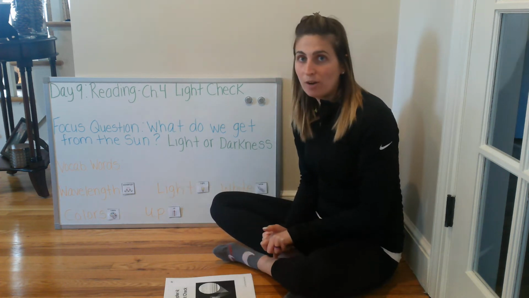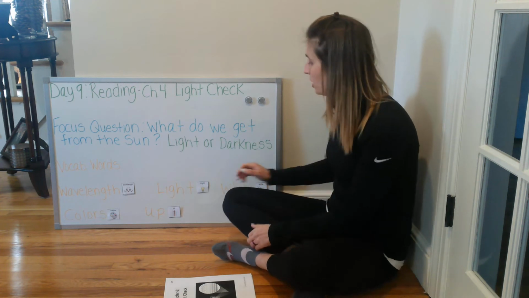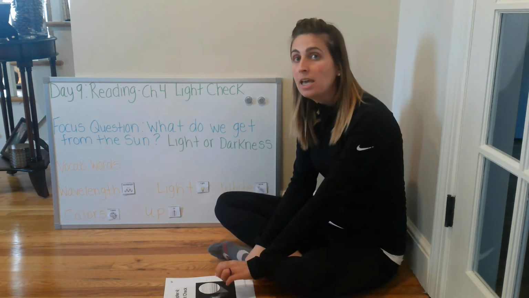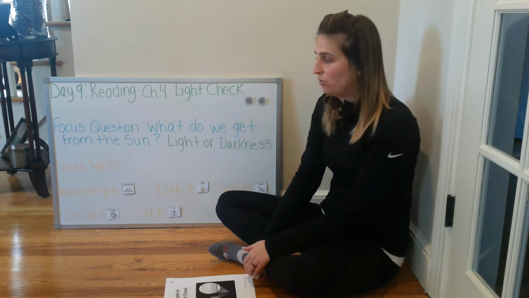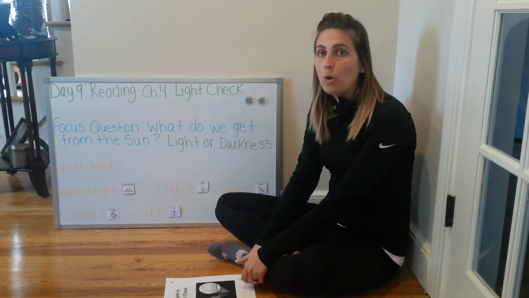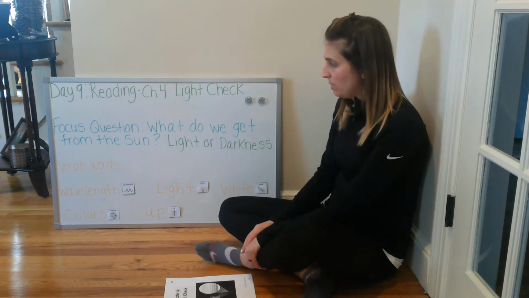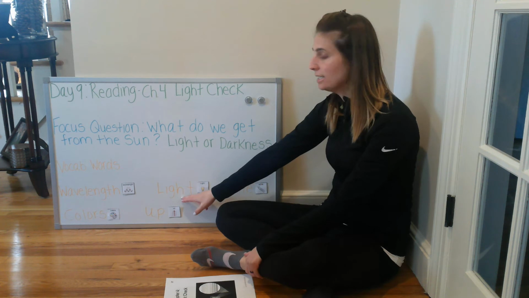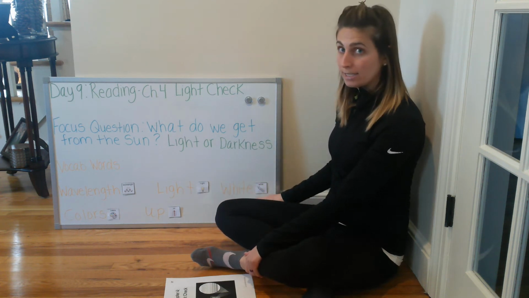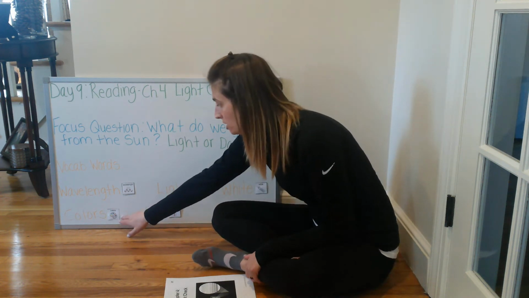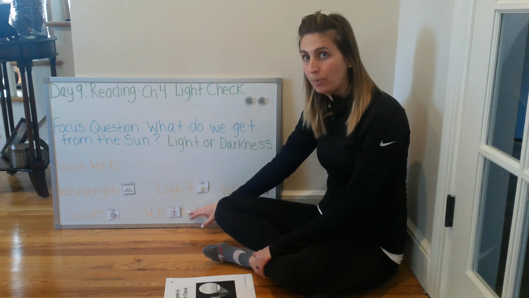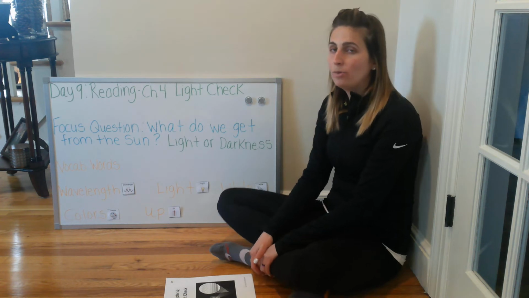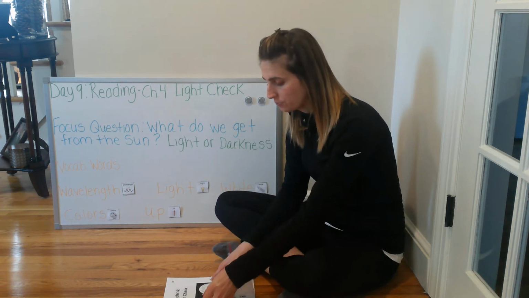Next, we're going to move on to our vocab words, and we are going to be introduced to 5 new key vocab words that we are going to be hearing while we read our Chapter 4 reading. As I say each vocab word, you may repeat back after me: wavelength, light, white, colors, and up. Those are the 5 vocab words we're going to hear while we read our Chapter 4 reading.